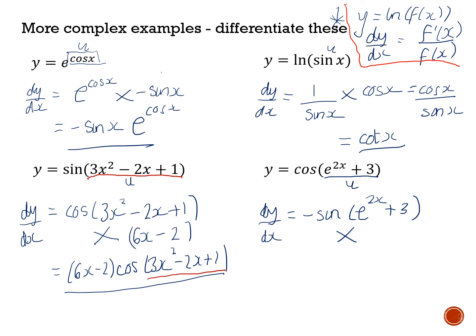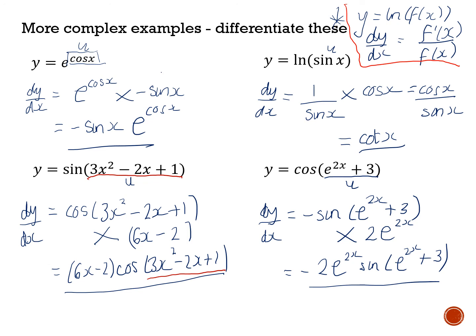How do I differentiate e to the 2x? It's actually another chain rule, isn't it? 2e to the 2x. So sometimes you have to use chain rule within a chain rule. Okay, so let's just put the e bit at the beginning. There we go. Okay, so if you're not sure about any of those, just rewind a little bit and watch them again.